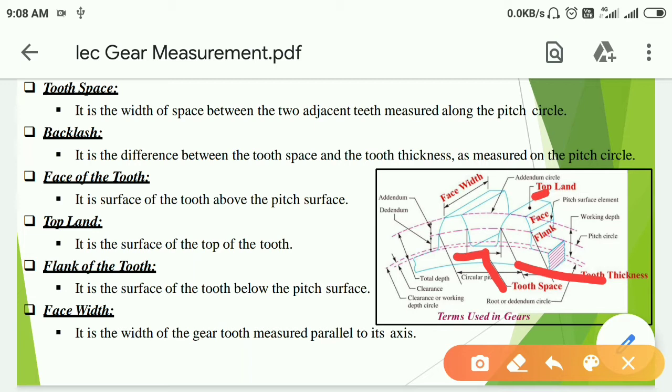Next is flank of the tooth. It is the surface of the tooth below the pitch surface. Here it is shown, flank of the tooth. Next is face width. It is the width of the gear tooth measured parallel to its axis as shown in figure.